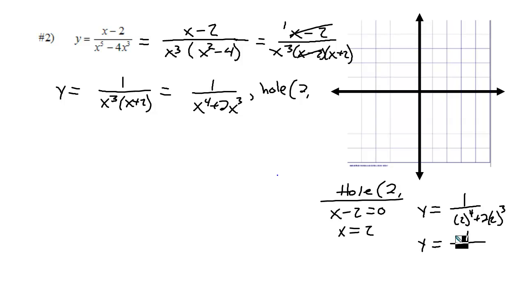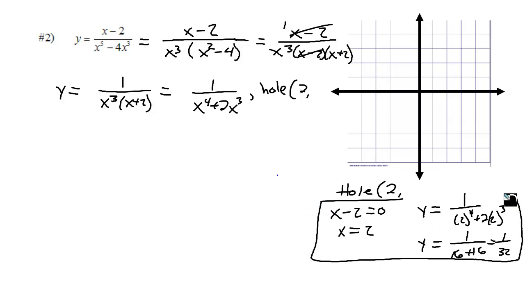Two to the 4th: 2 times 2 is 4, times 2 is 8, times 2 is 16. Here we got 2 cubed times another 2, which is essentially 2 to the 4th, which is also 16. We got 1/32, since 16 plus 16 is 32. So we have a hole with the ordered pair 2, 1/32.